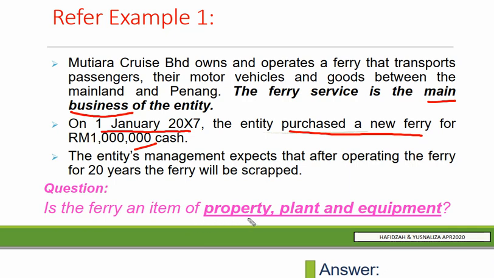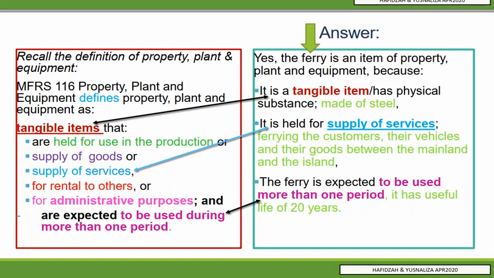So is the ferry an item of PPE? You have to answer this, whether that ferry is an item of PPE. You have known that the item is an asset. So this kind of asset is to be classified under which asset? Right? So let us look at this. Recall the definition of property, plant, and equipment.